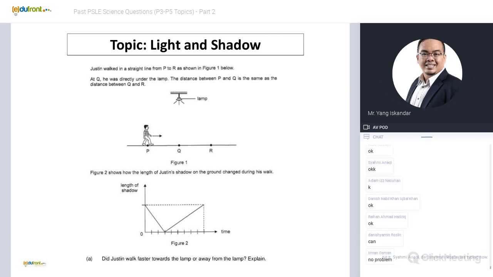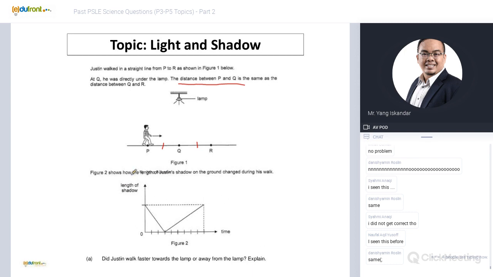Okay, so this question, a past PSLE question on the topic of light and shadow. Okay, let me read for you. Justin walked in a straight line from P to R as shown in figure 1 below. Right, so he's walking from P to R. At Q, he was directly under the lamp. So the distance between P and Q is the same as the distance between Q and R. Now take note, this is a very important point here. The distance between P and Q, they are the same. Right? So if this is 10 meters, QR must also be 10 meters. So figure 2 shows the length of Justin's shadow on the ground during his walk.